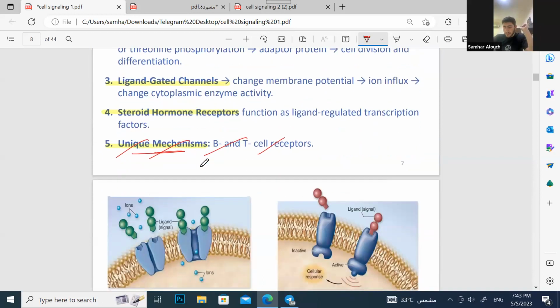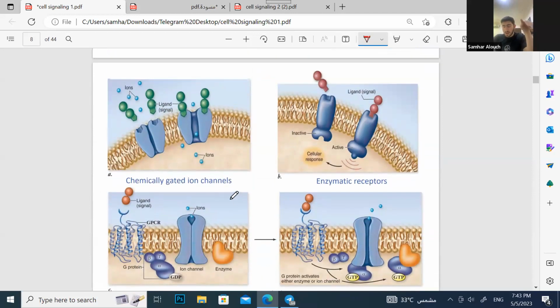Okay. So now, this is the last time I will mention the types of receptors. First one, we have chemically gated ion channels, which means that the ligand binds to the receptor, then it opens it and allows ions to enter and get out. The second type is enzymatic receptor. So it means that the ligand binds to the receptor and activates an enzyme inside. And this enzyme usually is a kinase, which phosphorylates many enzymes inside. So the receptor itself has a kinase, which means that when the ligand binds to the receptor, it activates this kinase and it causes phosphorylation of many enzymes.